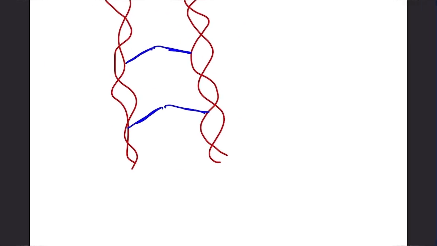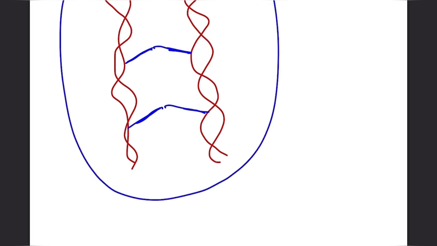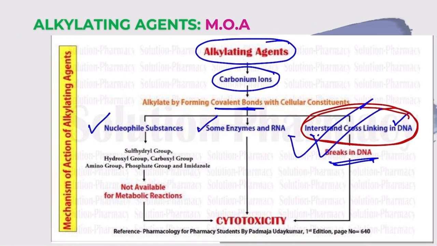Why? Because after forming interstrand cross-linking, this is now considered a dimer, and enzymes recognize this complex as a dimer and break down the DNA, and this is the most important mechanism of alkylating agents.